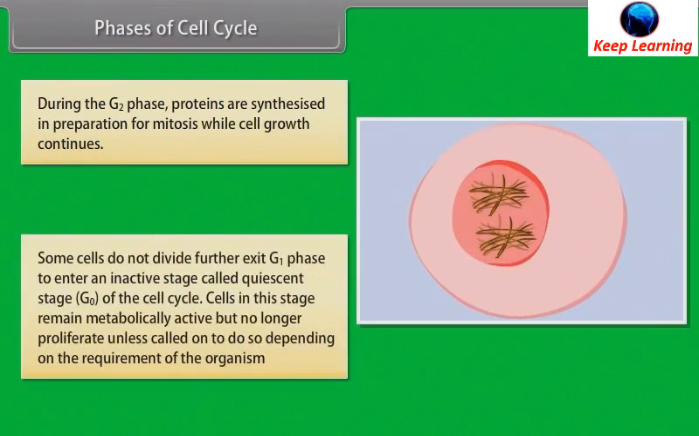Some cells that do not divide further exit G1 phase to enter an inactive stage called the quiescent stage, G0, of the cell cycle. Cells in this stage remain metabolically active but no longer proliferate unless called on to do so, depending on the requirement of the organism.